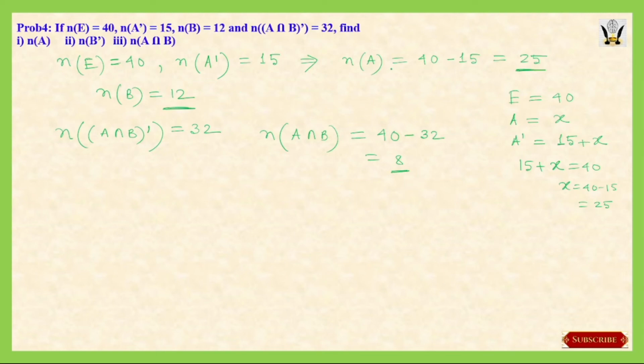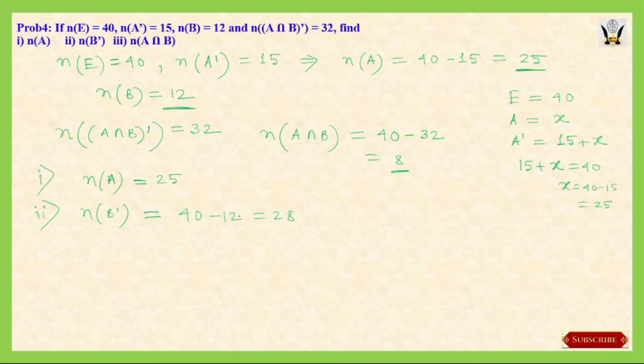Now based on these values, we have to find all other values which are given here. n of A we have already found. So the n of A, the first part of the problem, has already been done, which is 25. Now n of B complement we have to find. Again the concept is the same. So n of B is 12, and the complement will be found based on the universal set, so it will be 40 minus 12, which will be 28.